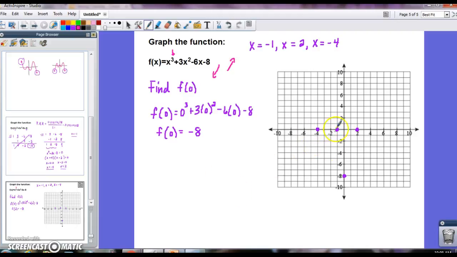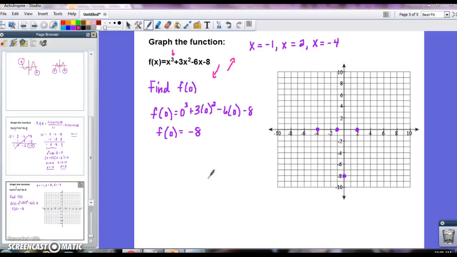So far I have roots, I have a y-intercept, I know my end behavior. But what else do I need? Well, what's happening between my zeros? What's happening at negative 3, for example, or what's happening at negative 2? What's happening between these points here? That's what I'm trying to figure out.